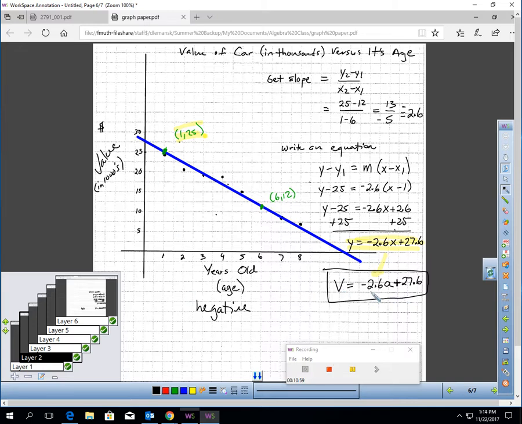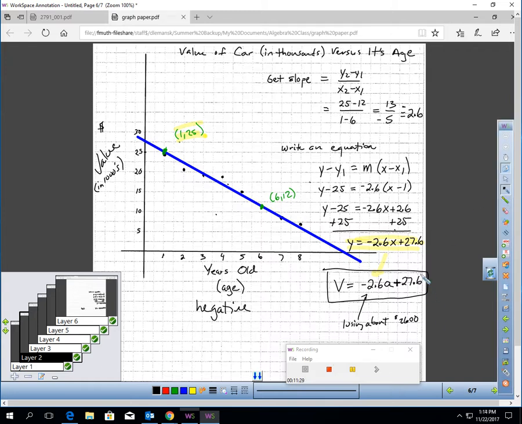My slope is negative 2.6, so what that's saying is every year of age we add, the value of the car is losing about $2,600. That's what 2.6 means. Remember, this is value in thousands. So every year of age, we're losing about $2,600. And now here's the next thing.